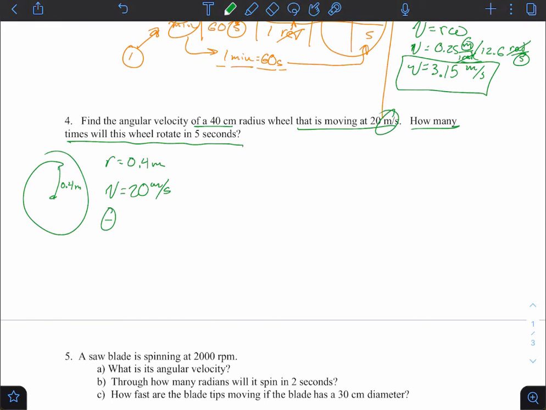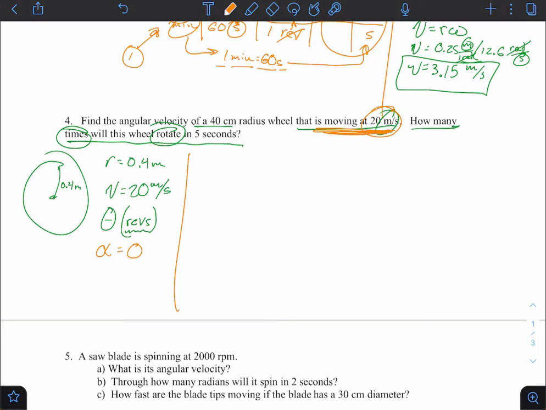How many times will this wheel rotate in 5 seconds? So we're trying to find the displacement, but we want it in revs. But we're going to find it in radians first and then convert it to revolutions. I said how many times will it rotate? That's why I knew how many revs. So now, if we're trying to find theta, it's moving at 20 meters per second, which means it's not speeding up, it's not slowing down, so we can assume, based on that wording, acceleration is 0. I think that's the trickiest part of this question.